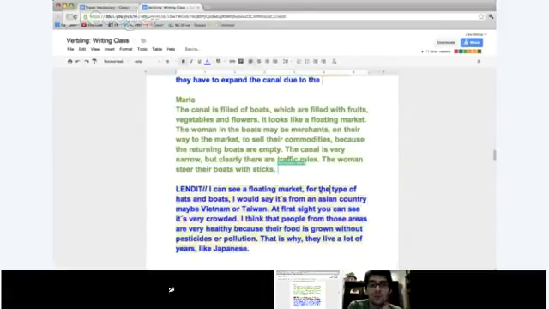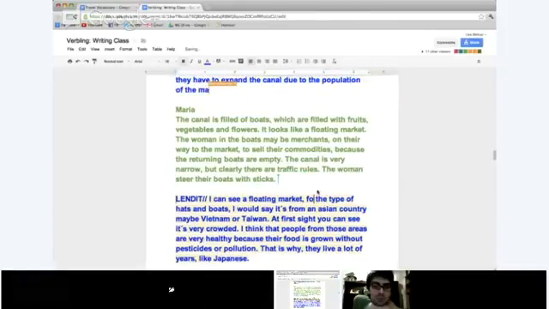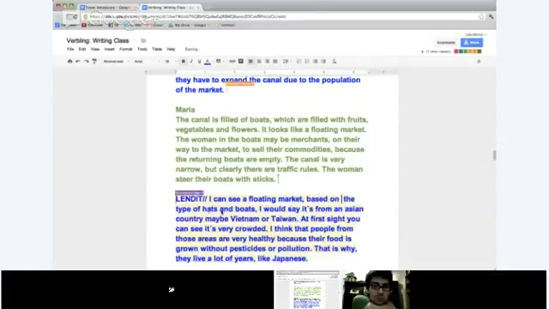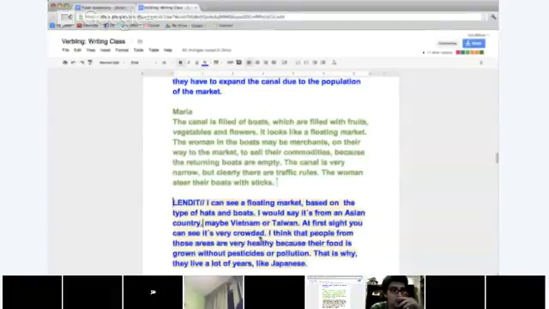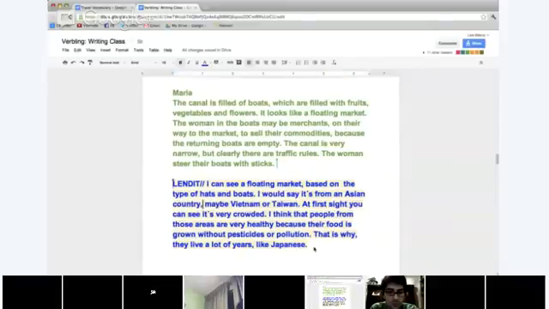I would say here, I can see a floating market based on the type of hats and boats. Period. I would say it's from an Asian, and capitalize the A, an Asian country, comma, maybe Vietnam or Taiwan. At first sight, you can see it's very crowded. I think that people from those areas are very healthy because their food is grown without pesticides or pollution. That is why they live a lot of years, like, and I would say the Japanese.